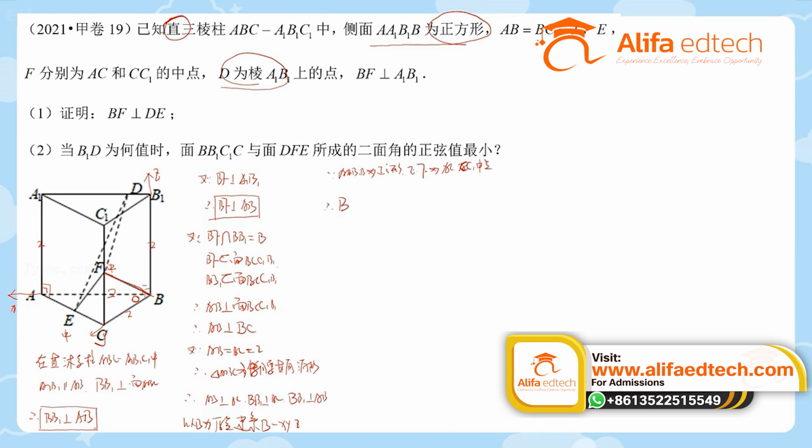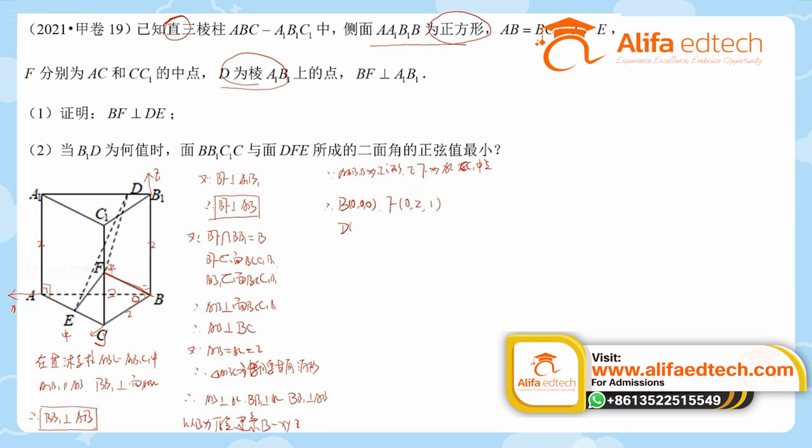Point B's coordinates are, of course, at the origin 0, 0, 0. Then, at this position, let's look at point F's coordinates. Since point F is on this plane called YBZ, in the YBZ plane, its x-coordinate is 0. Its y-coordinate is exactly BC, which is 2. Its z-coordinate, since CC1 equals 2, CF is exactly 1.